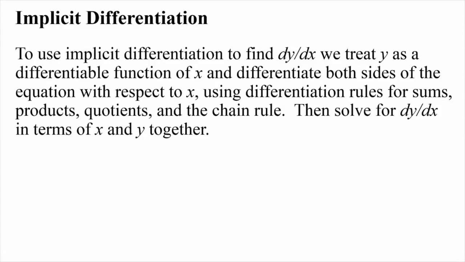Implicit differentiation. To use implicit differentiation to find dy/dx, we treat y as a differentiable function of x and differentiate both sides of the equation with respect to x using differentiation rules for sums, products, quotients, and the chain rule. Then solve for dy/dx in terms of x and y together. Let's try some examples.